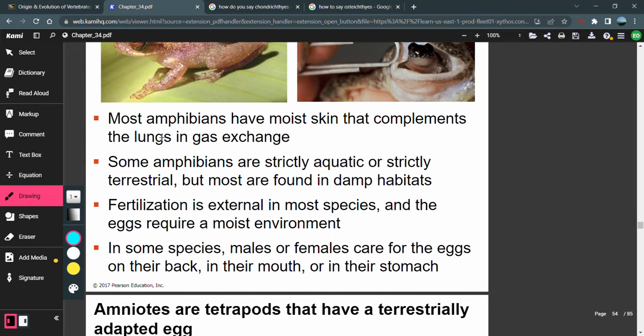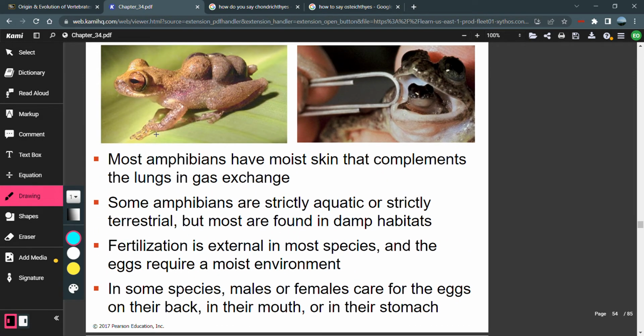Most amphibians have moist skin that complements their lungs in gas exchange, and they are found in damp habitats. Fertilization is external, and some species may carry eggs on their skin, mouth, or back. Males and females care for their young.